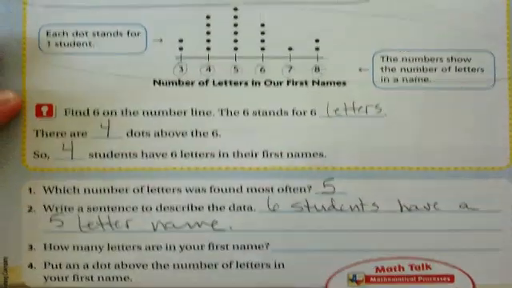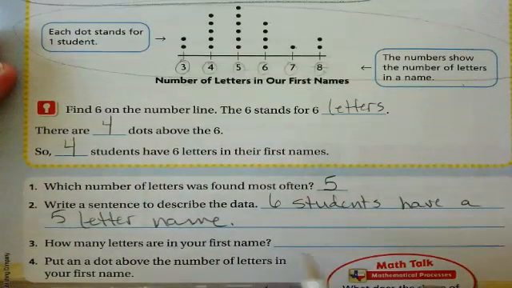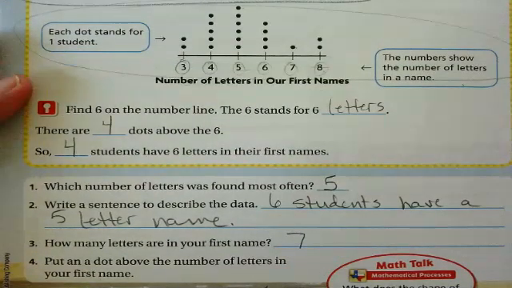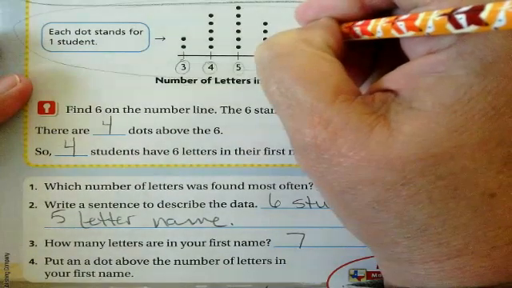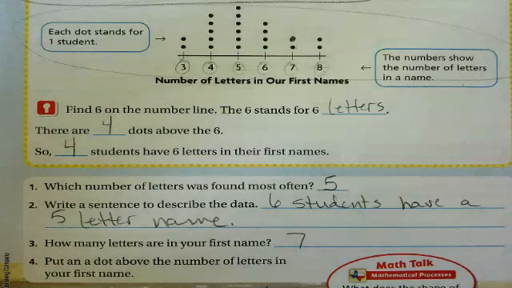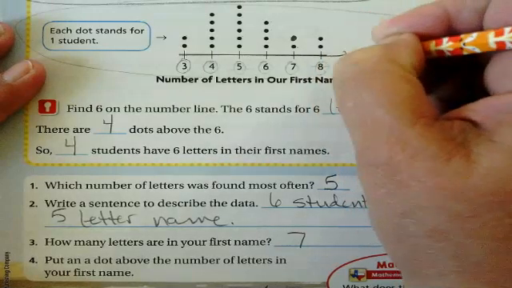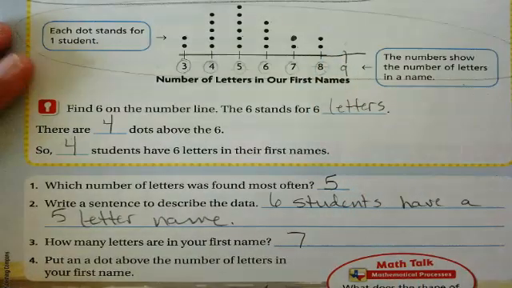How many letters are in your first name? Well, in mine, I have 7 letters. And then I need to put a dot above the number of letters in my first name. So that's where my dot would go. How many are in your first name? Is it 3, 4, 5, 6, 7, 8, more than 8? If it's more than 8, you need to extend the number line. Okay? And put your dot.